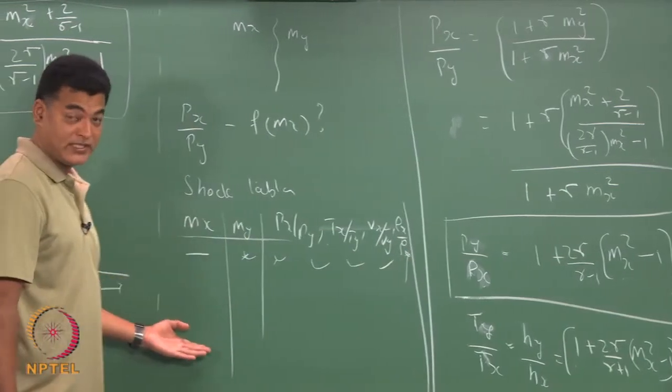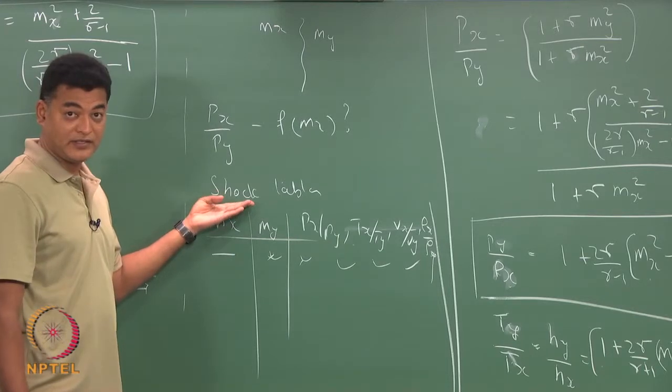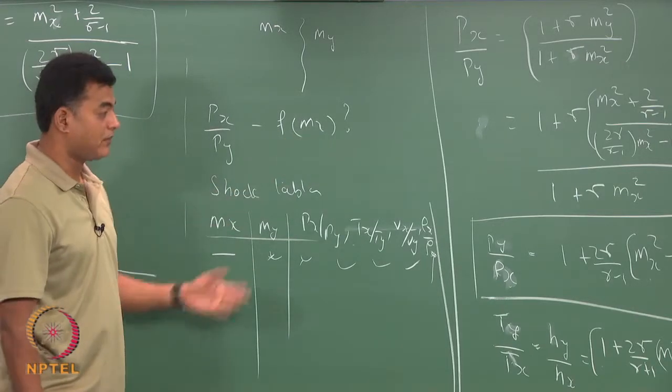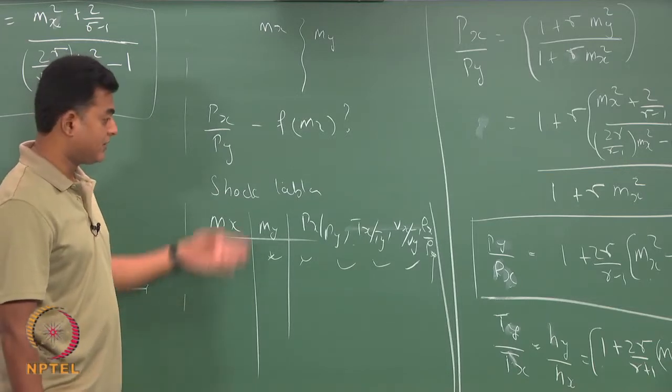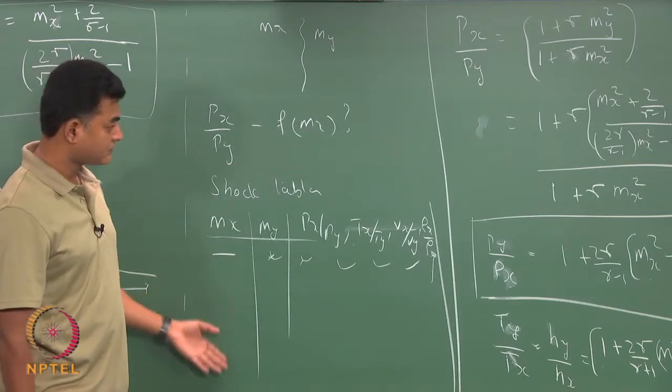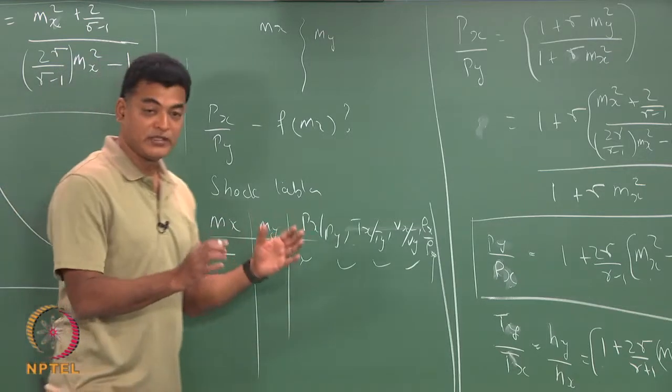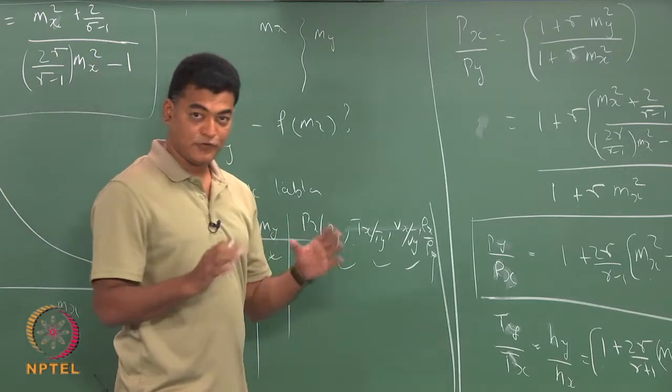Okay, so I can tabulate that, and that is what you have in the shock table. This depends only on your gamma and probably R. Depending on your gamma value, you get all these results. So look at your gamma in the tables. Look for the shock tables.